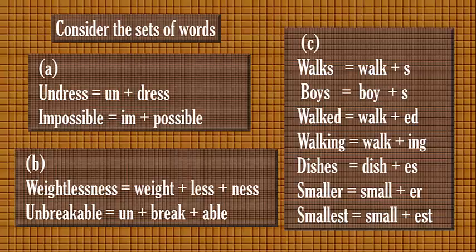In A, undress is made of two morphemes, un and dress. Dress is a free morpheme, whereas un is a bound morpheme because un cannot stand on its own and cannot give any meaning without the word dress or any other word. The same is the case with impossible, in which im is a bound morpheme and possible is a free morpheme. And you can see these cases in the sets of words B and C too. Hope you can count the bound and free morphemes and recognize them too.